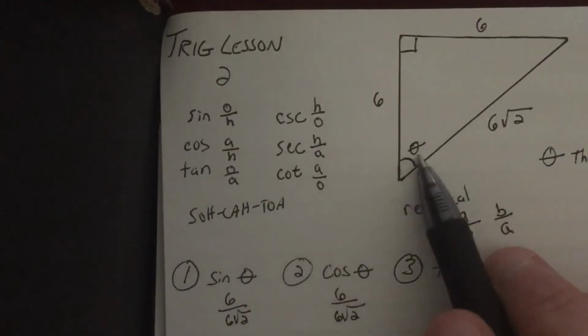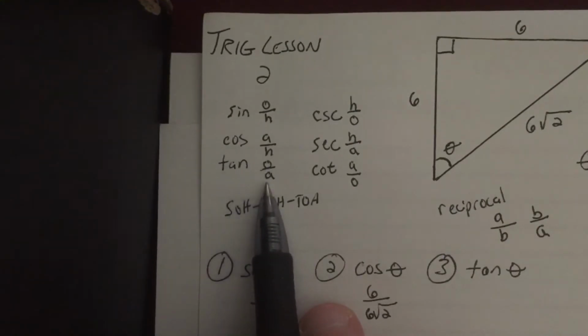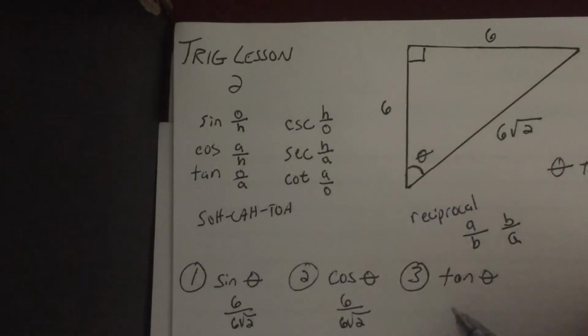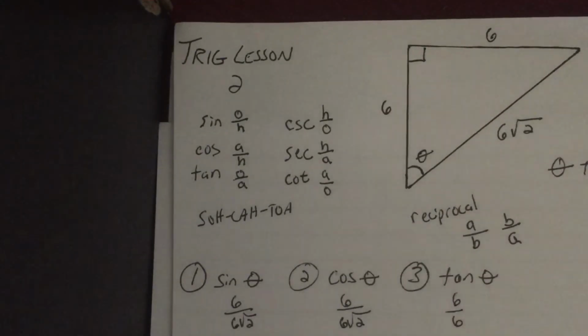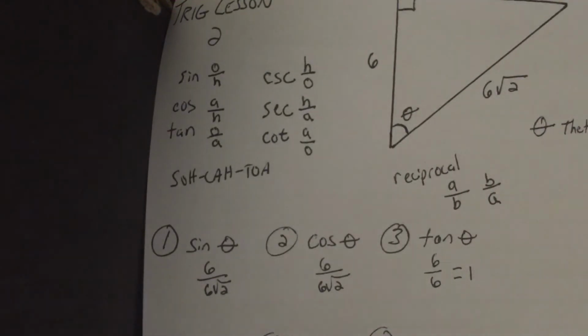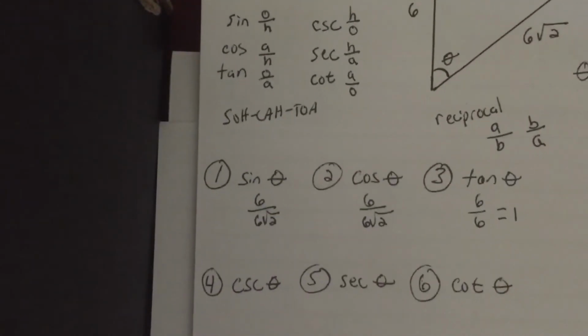What about the tangent of theta? Tangent is equal to opposite over adjacent. So opposite is 6, adjacent is 6, so you get 6 over 6. Now, maybe you're astute enough to know that that actually divides and makes 1, but again, if you left it as 6 over 6, that's okay for right now.